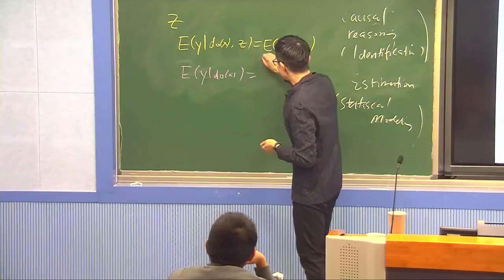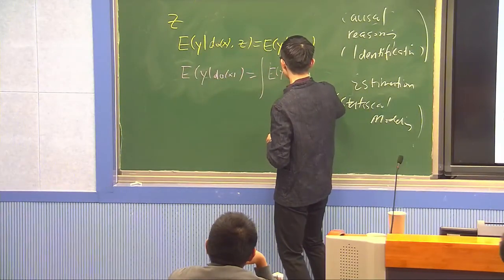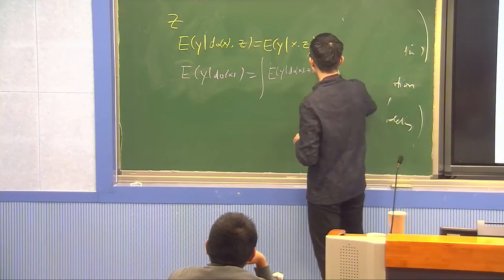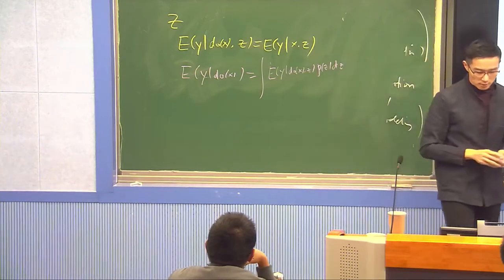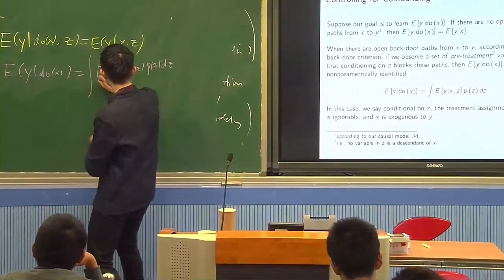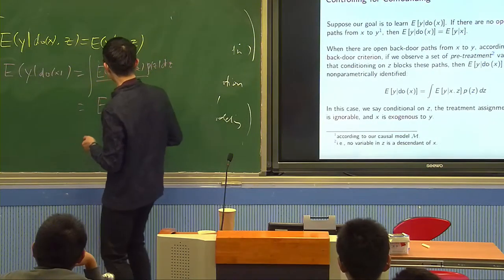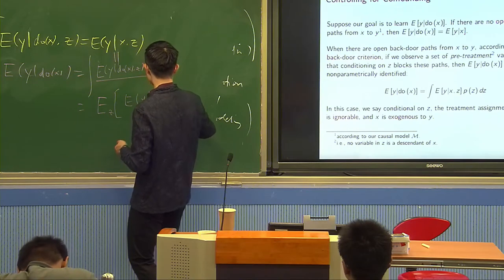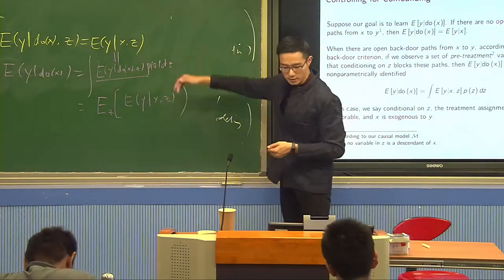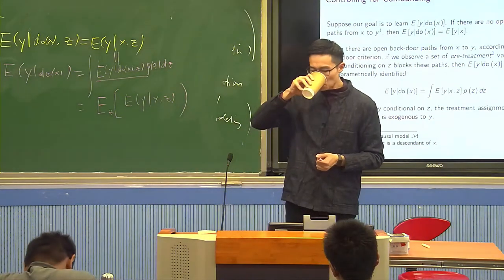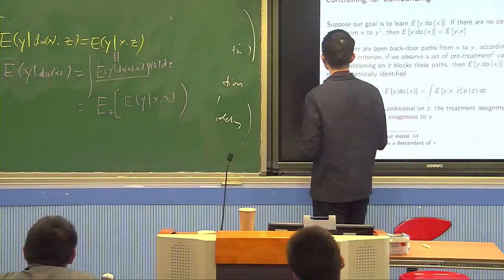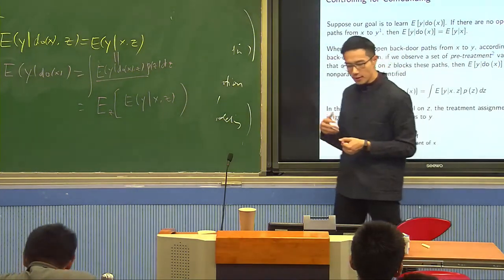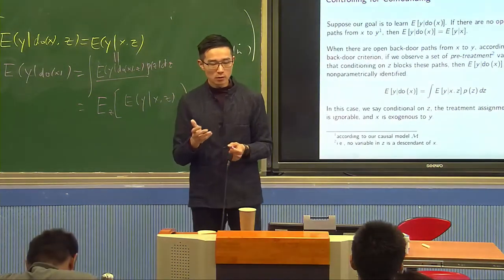If this is what I'm interested in, it's very simple. It's just an integral of E[Y | X, Z] p(z) dz, just taking the expectation of that. So another way to write it is the expectation over Z of E[Y | X, Z]. That's it, a simple way to write this whole thing. Now, if there is a Z that satisfies the backdoor criteria, then once we control for Z, we can say that X, which is a treatment, becomes ignorable or exogenous to Y.